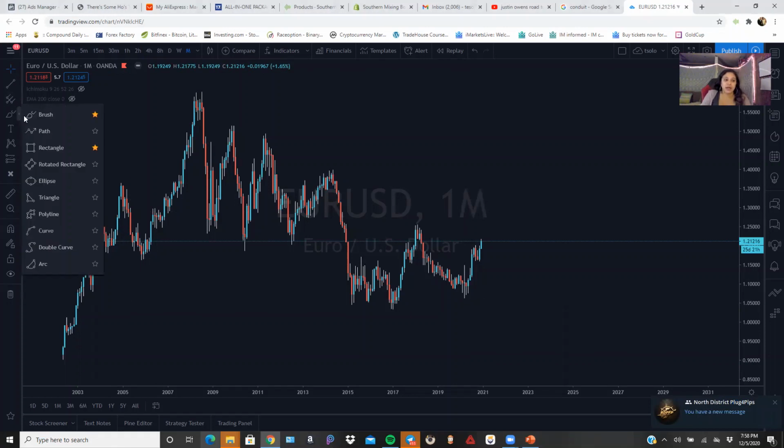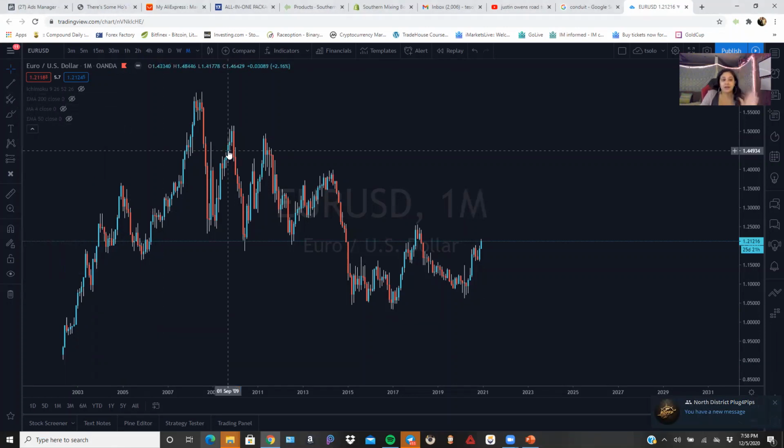Y'all need to start learning how to use your tools. If you're not familiar with TradingView, all your tools are going to be right here to the left. Your time frame is going to be up here at the top. Your candlesticks and the way you want to read your chart, you can change that. We'll get into that in a bit. And your indicators, and this is price. So just be aware of everything that's going on in TradingView.